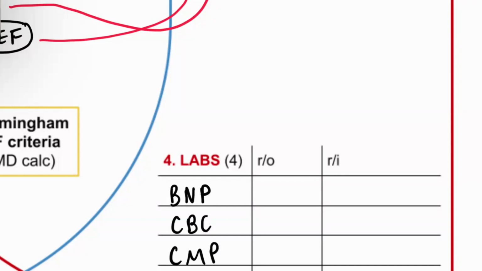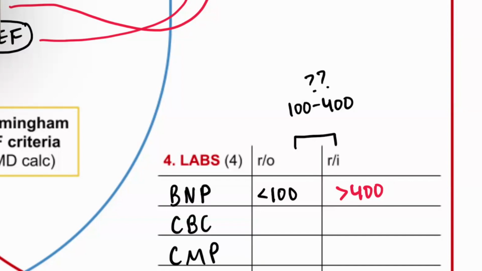BNP we get in order to rule in and rule out heart failure. So if the BNP is less than 100, we're able to think heart failure with reduced ejection fraction is pretty unlikely. Whereas if it's greater than 400, let me write it in red, greater than 400, then HFrEF is more likely. When you're in between here, 100 to 400, it's kind of like equivocal. You have to pay attention to the other signs and symptoms.